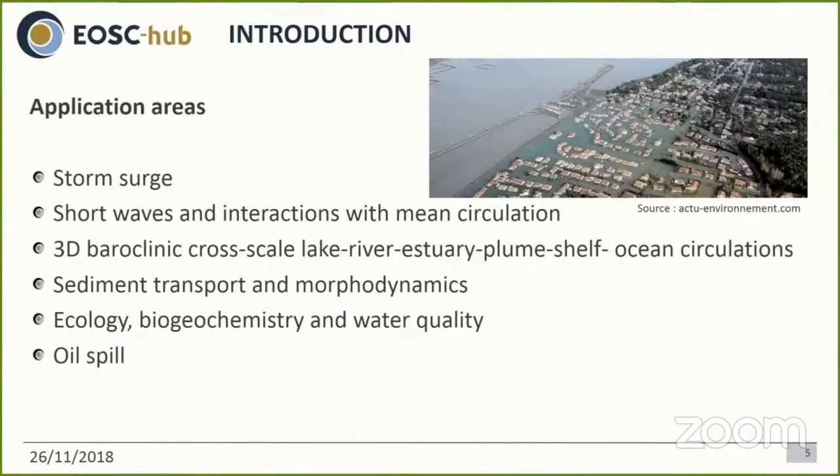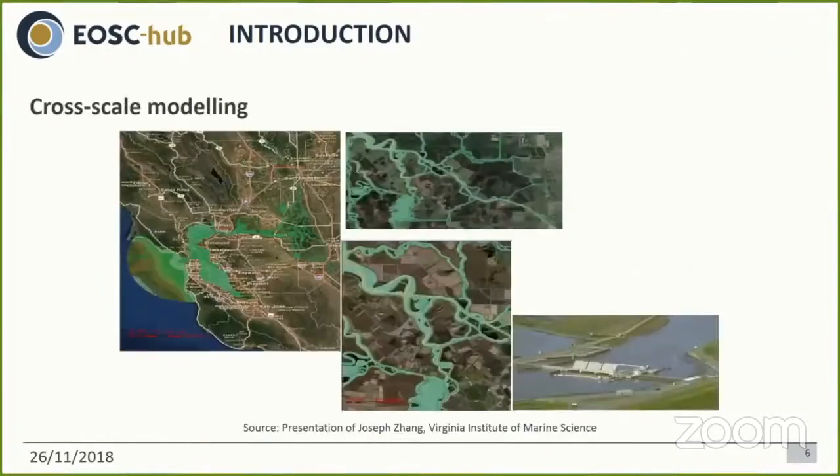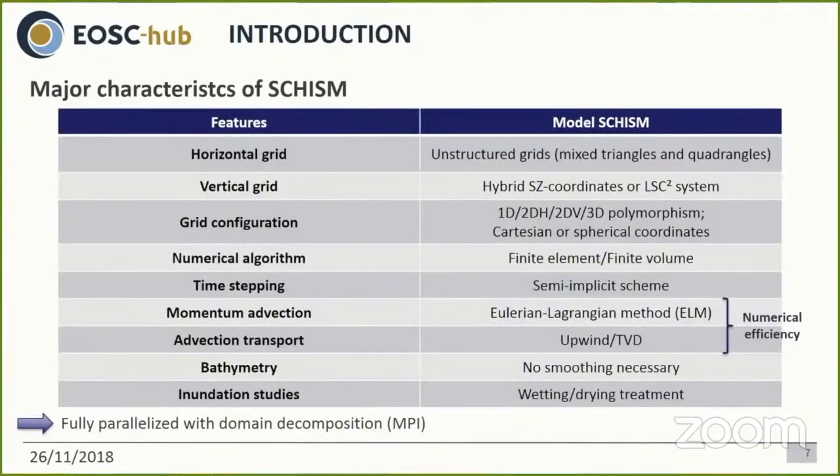SCHISM can be applied to a large range of scientific problems such as storm surges and flooding, wave-current interactions, baroclinic simulations, sediment transport and morphodynamics, ecology, water quality, and oil spills. SCHISM has really cross-scale capabilities and can be applied without any nesting from the continental shelf to the whole watershed. Here I will present you its main features.